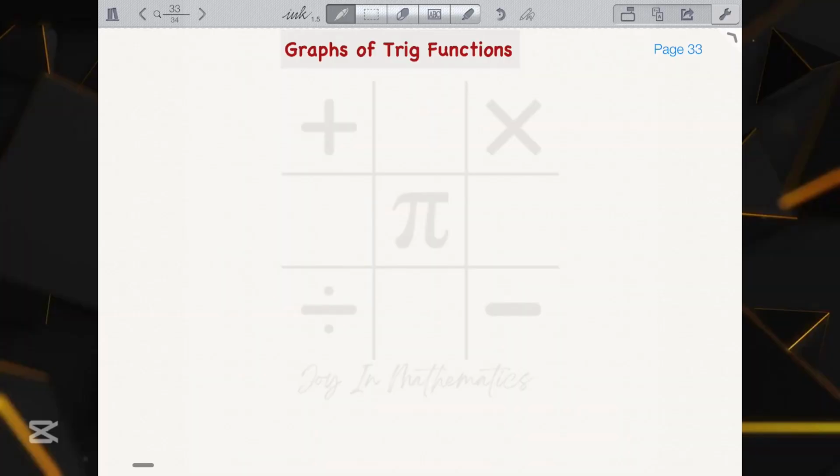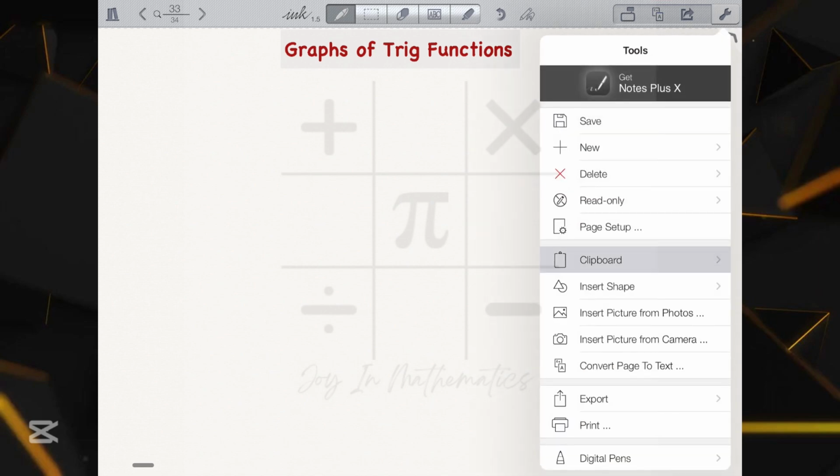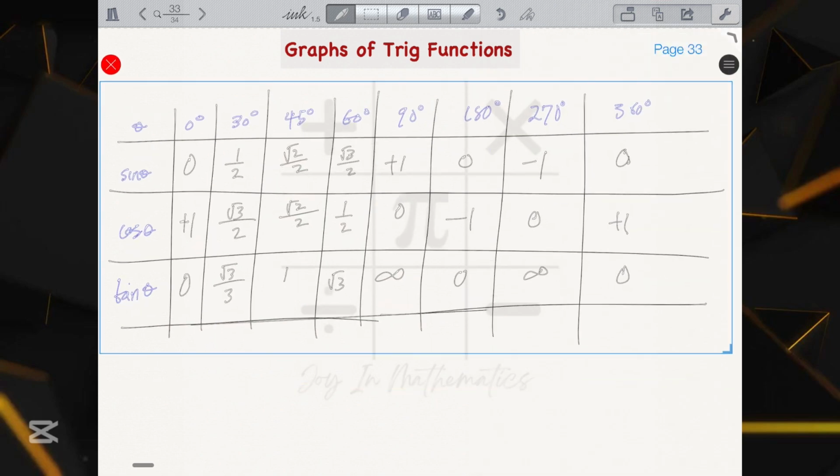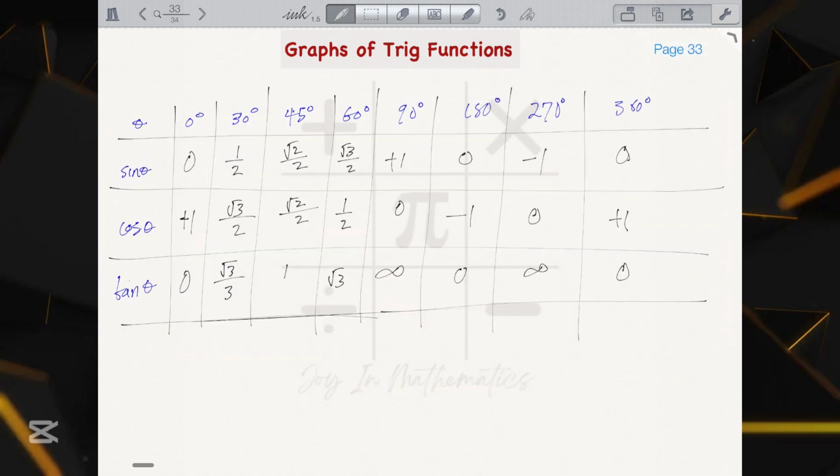We have learned a very vital part in trigonometry, and that is the aspect of special angles. In special angles, we had expressions for sine, tan, and cos of 0 degrees up to 360 degrees. Now we want to use this to draw the graphs of sine theta, cos theta, and tan theta.